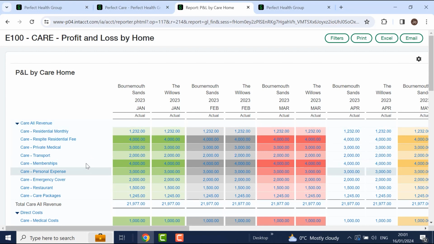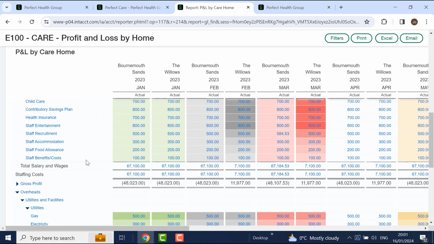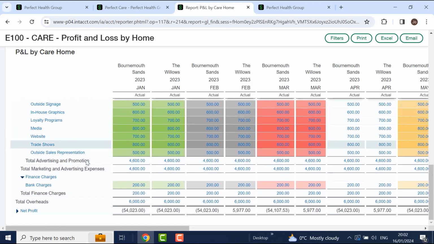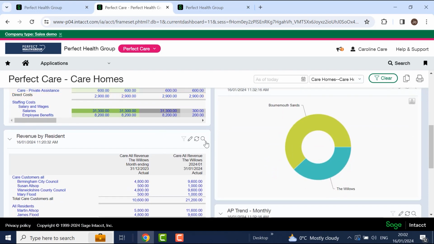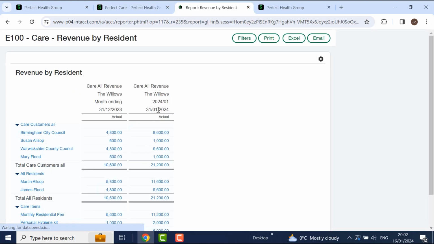So I can see my traditional P&L down the side here, breaking out all of my revenue lines, my direct costs, staffing costs, all the way down to gross profit, then into overheads, all the way through down to finance and bank charges, all the way to net profit. And you can see that that is contrasted side by side for each location or each care home. One of the key benefits of Sage Intacct for healthcare is the complex and comprehensive dimensional analysis. So I can see this when I look at my revenue. If I want to make this report bigger, I can, and let's put it onto a full screen.